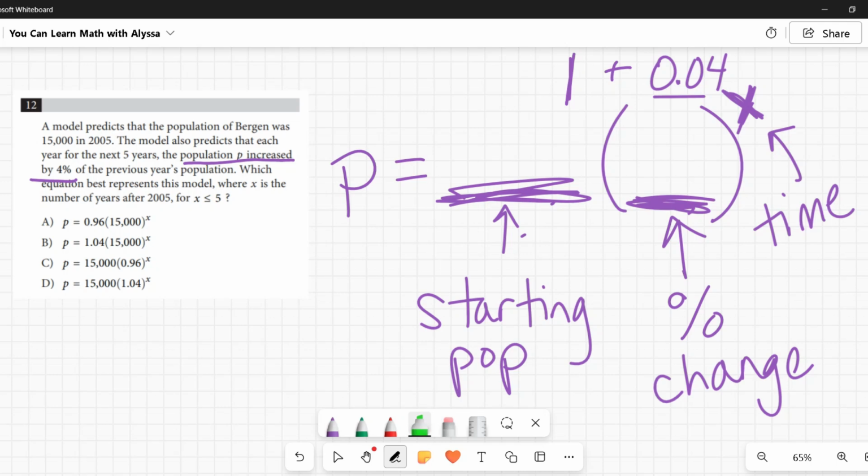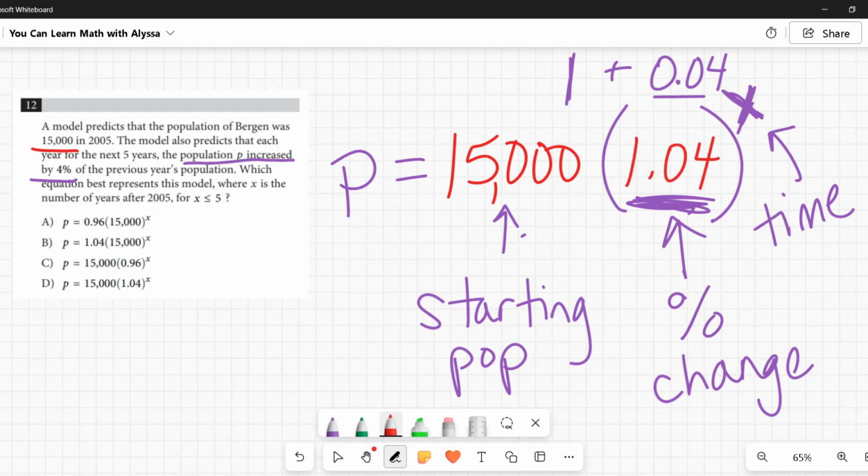Our starting population is 15,000. Tells us right there. 15,000. Okay. 1 plus 0.04 is 1.04. And they told us to just leave x by itself because x is the number of years.